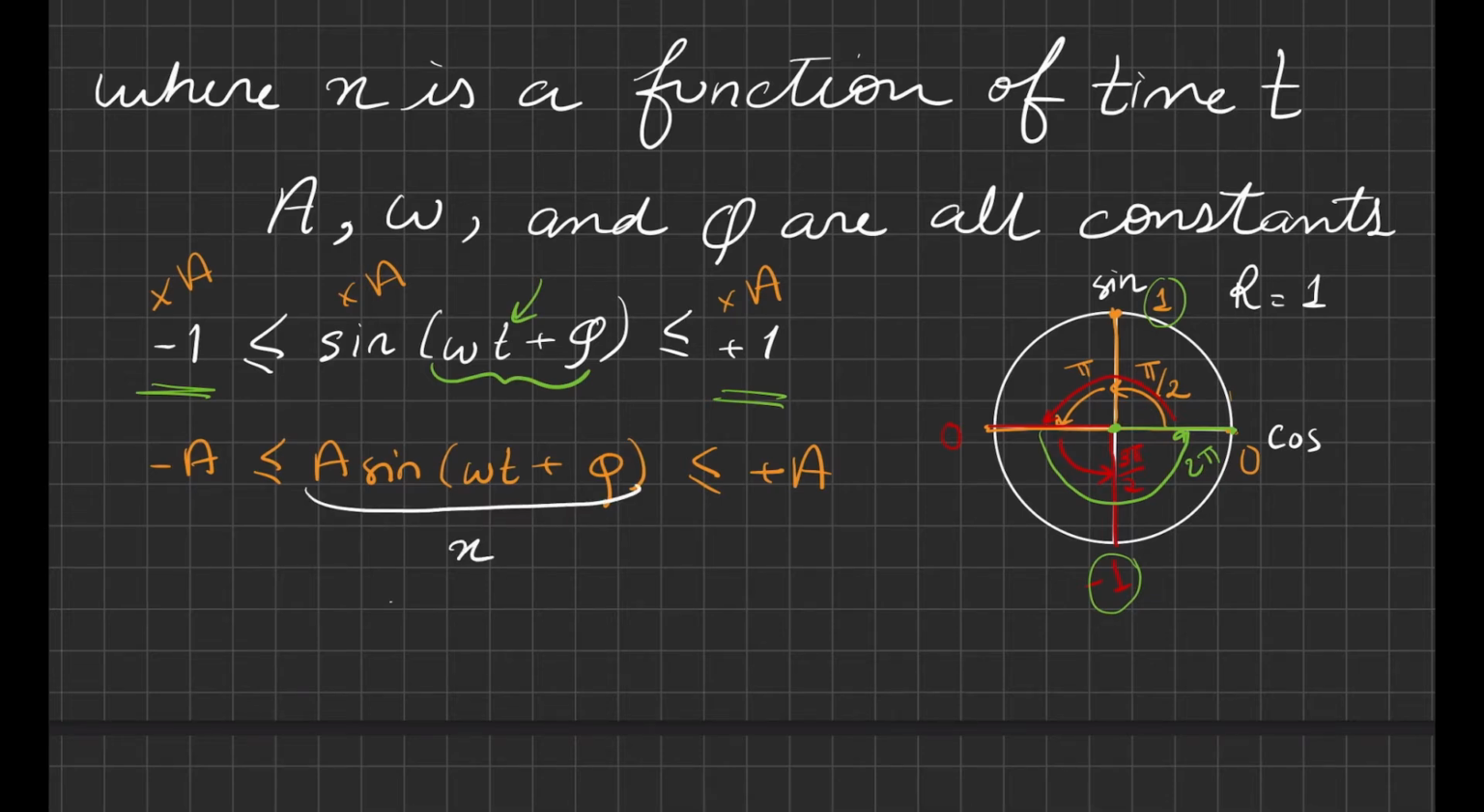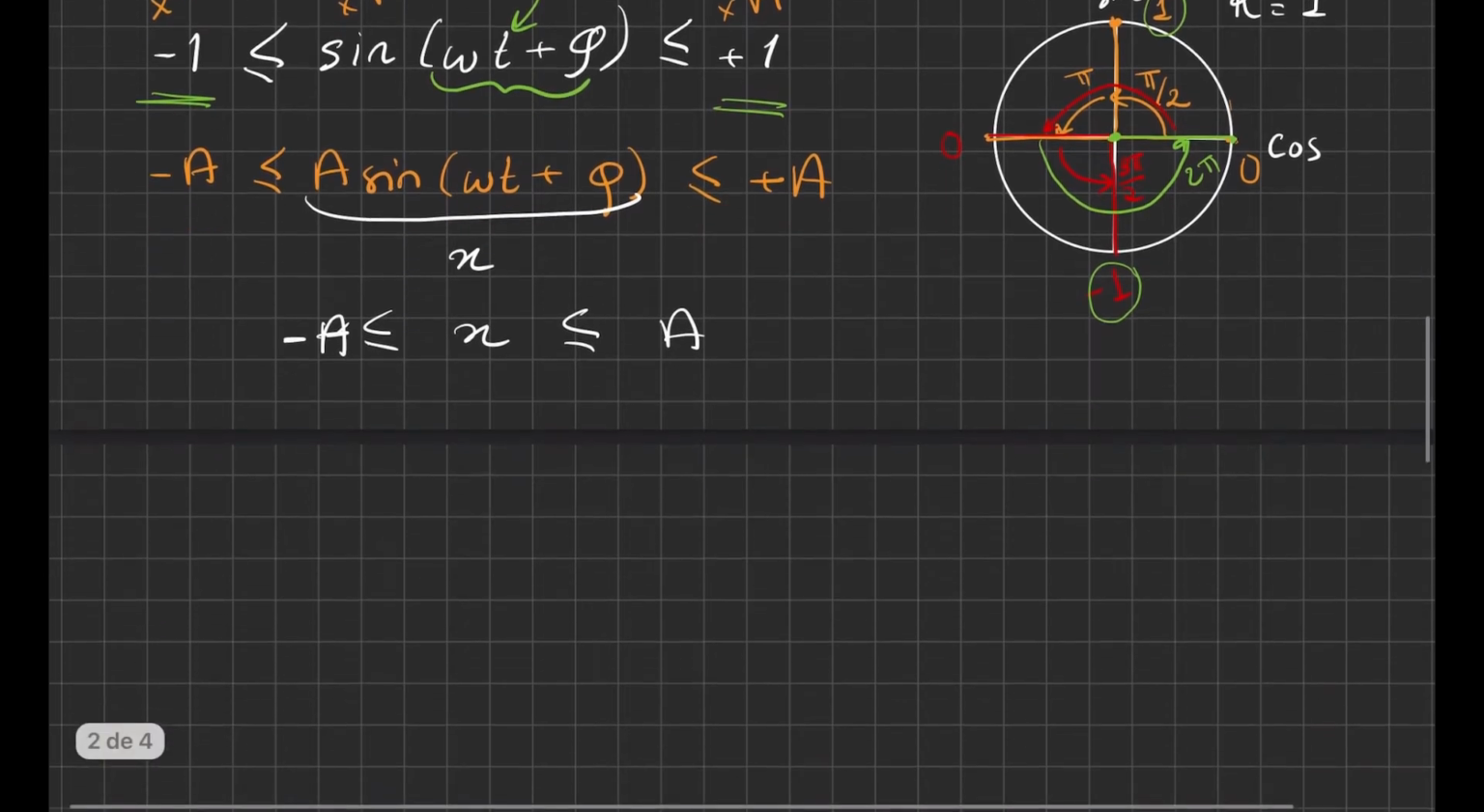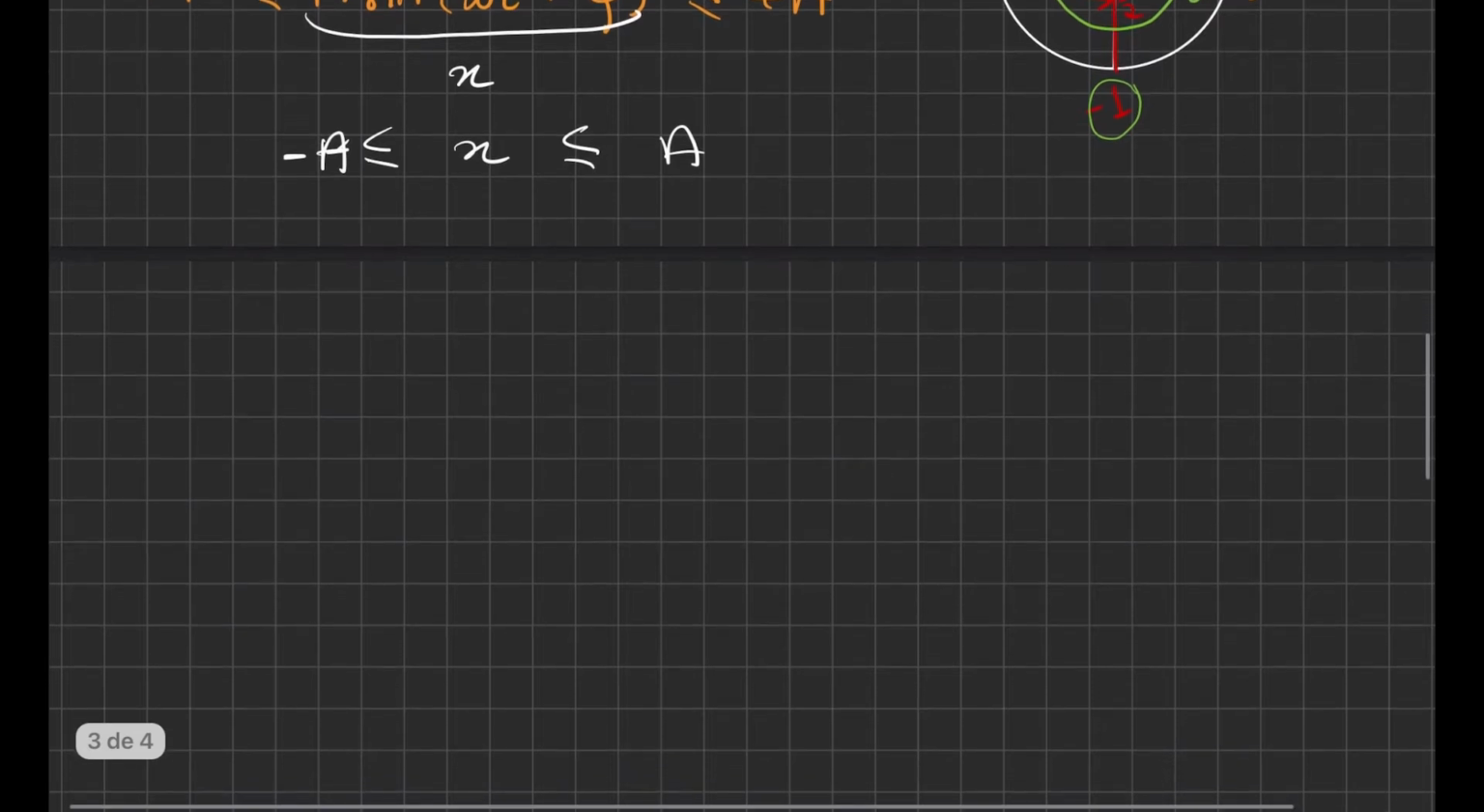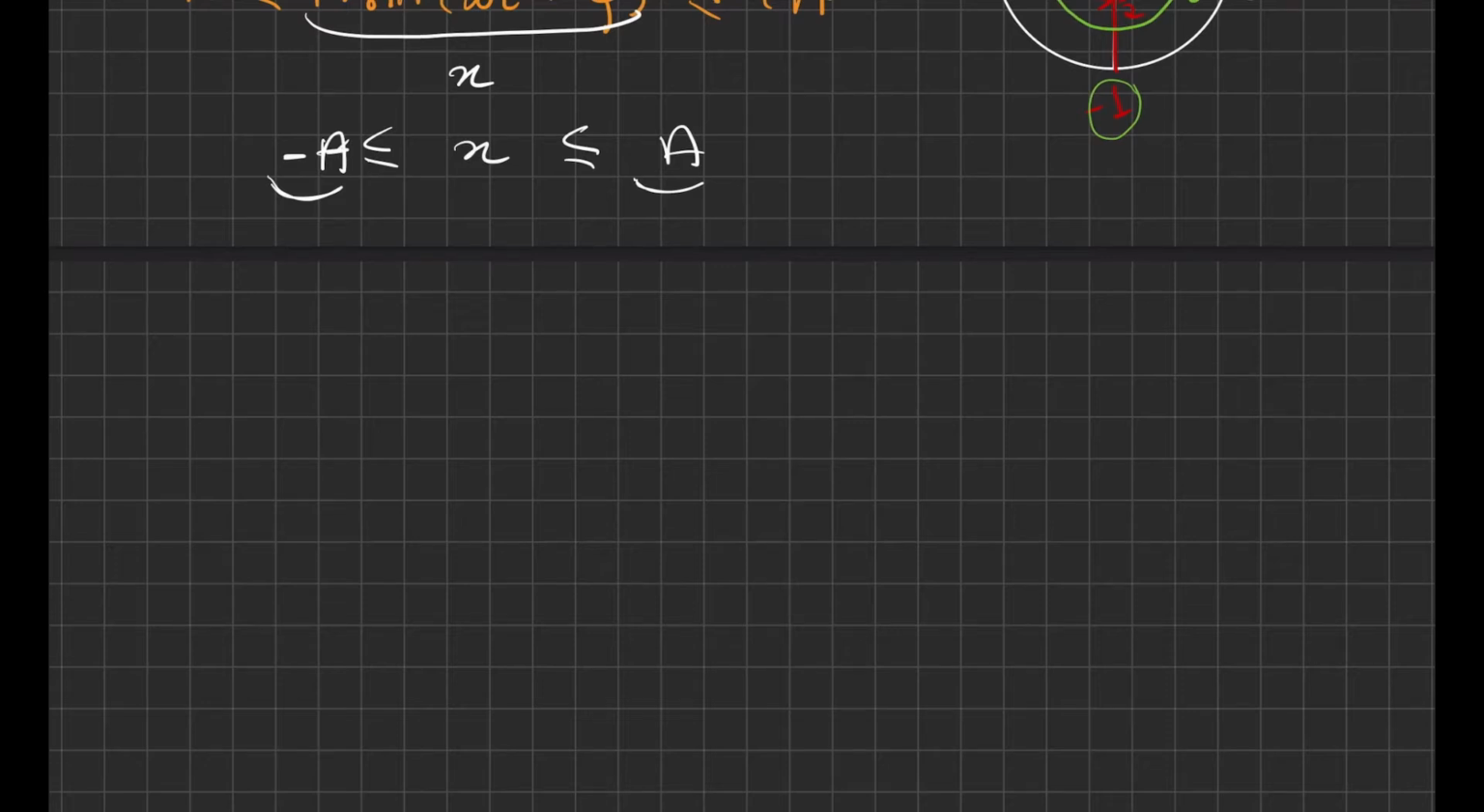All of this here is x, so x is bounded between minus a and a. We have a function x that is bounded between two values, minus a and plus a. This is very similar to saying that we have a function whose minimum is minus a and whose maximum is plus a. So we call a the amplitude of the function x.